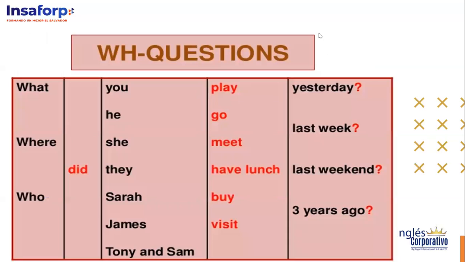There you have WH questions. With yes/no questions, your answer is just yes, I did, and the negative, no, I didn't. No, I don't. We're using the simple past, and these are WH questions. To answer those questions, you need to give extra information.